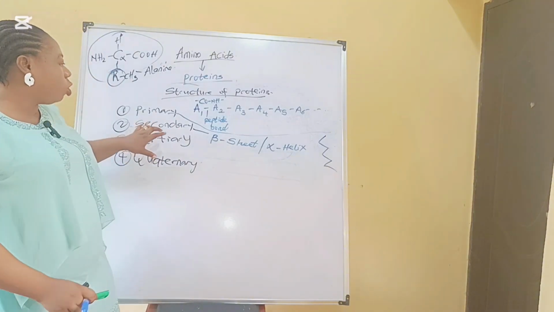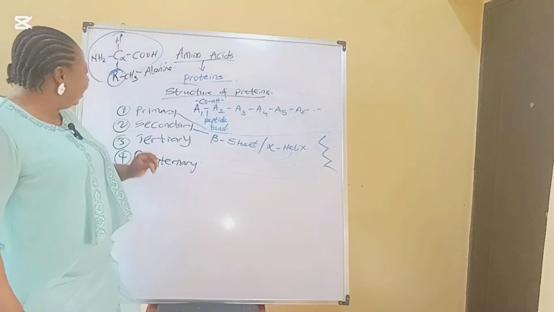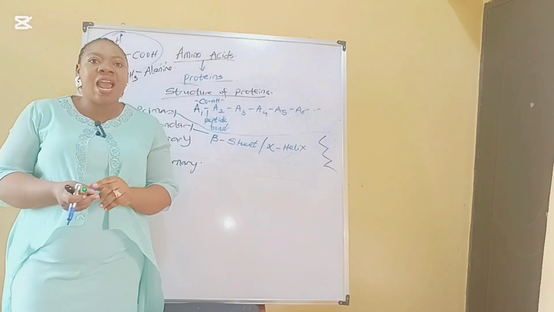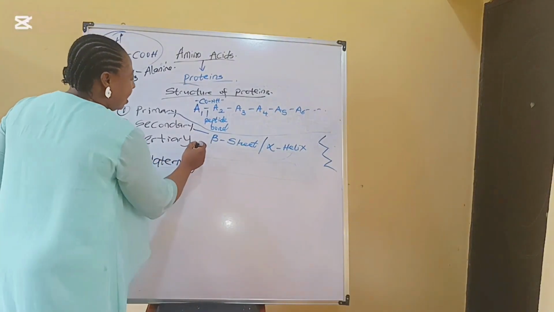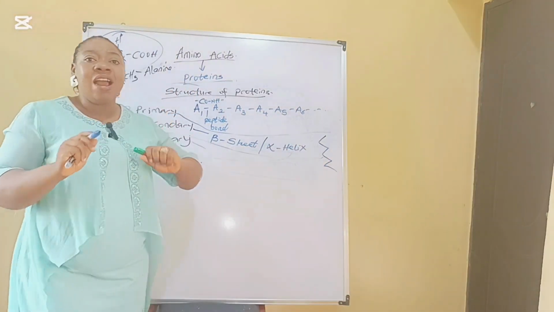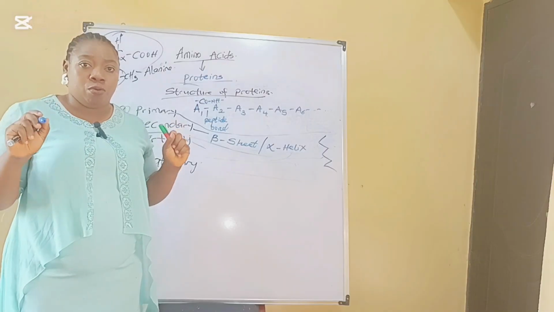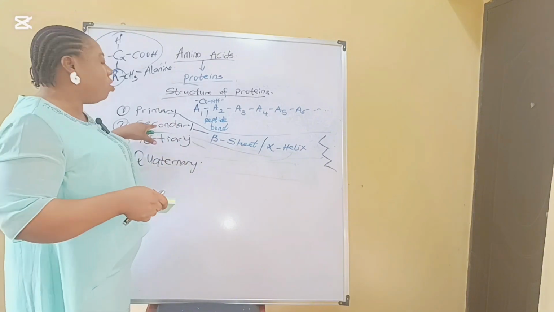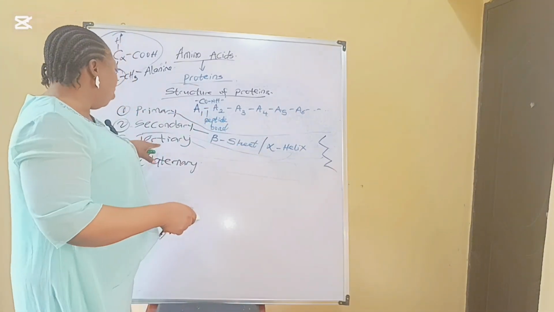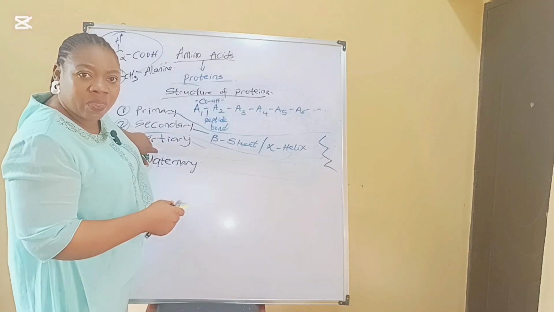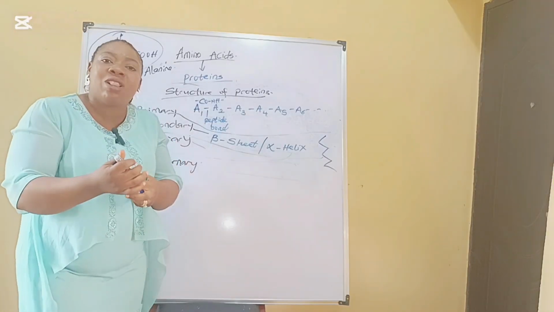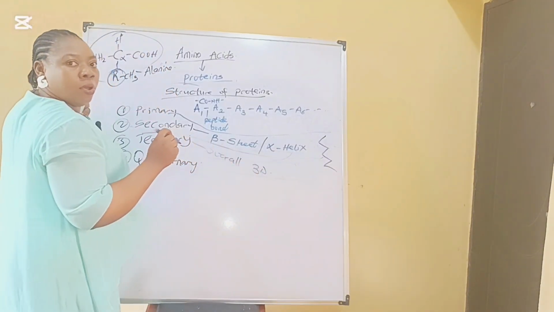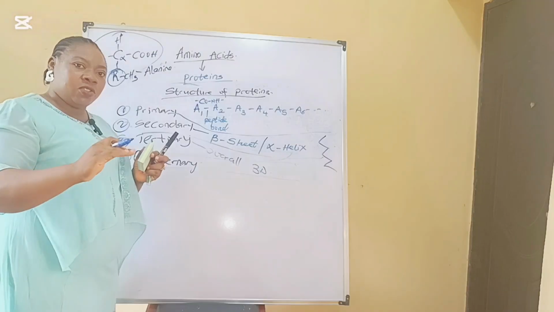Also, in this secondary structure, the R group, which is the side chain, points outward. Now, let's move to the third one, which is the tertiary structure. The tertiary structure is the overall 3D structure of the protein. It is a combination of secondary structures. When the secondary structures come together, they give you the tertiary structure. And we also said this tertiary structure is the overall 3D shape. So, can you see how the progression is going down?